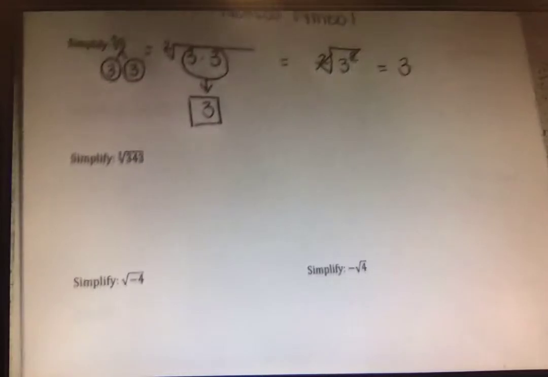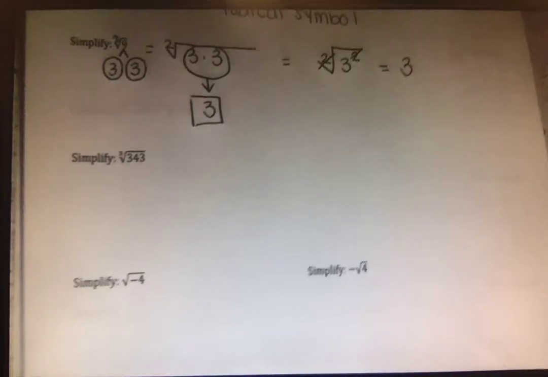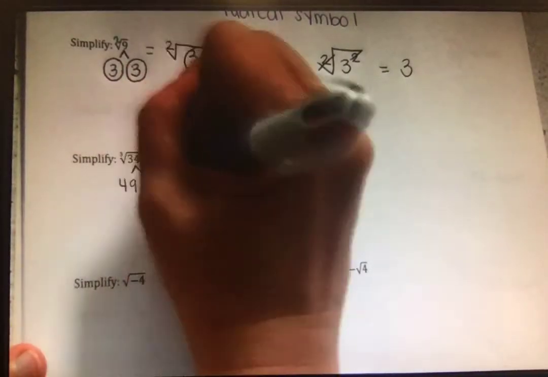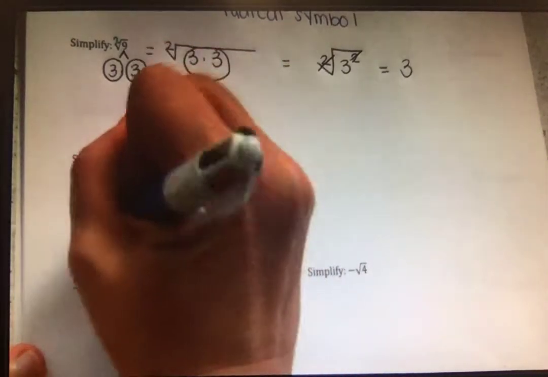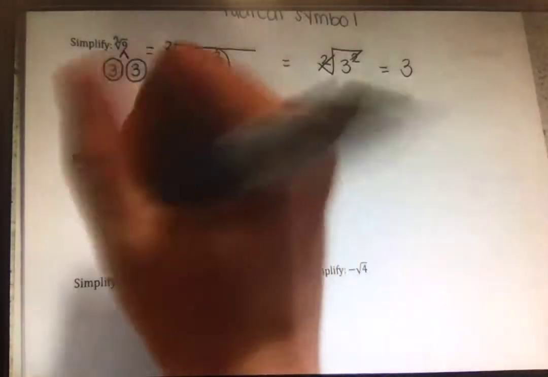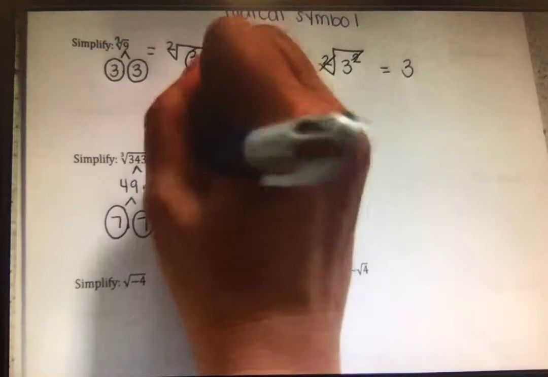Same thing for the next example. If we have the cubed root of 343, that's telling me we're looking for 3 of a kind. So breaking up 343, we have 49 times 7. 49 can be broken down into 7 times 7. 7 cannot be broken down any further, it's prime. 7 times 1 is the only way I could get 7, but I still have that 7 there. So I can't break down 7 any further. It's prime, it gets circled.